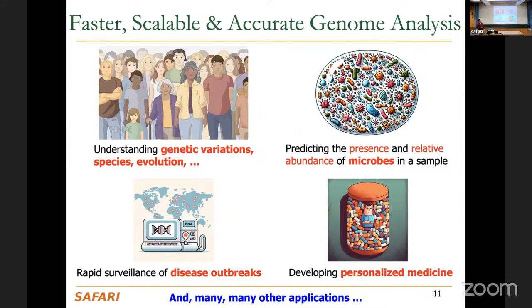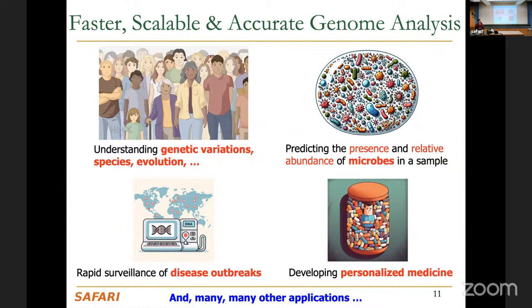And for example, we may want to also understand or predict the presence of the relative abundance of the microbes around us, right? Maybe we'll be able to detect very quickly if there is a harmful, let's say, microbe or virus around us, so that we can have a rapid surveillance of the disease outbreaks, right?